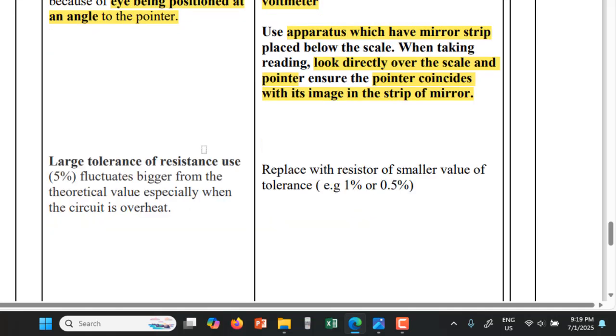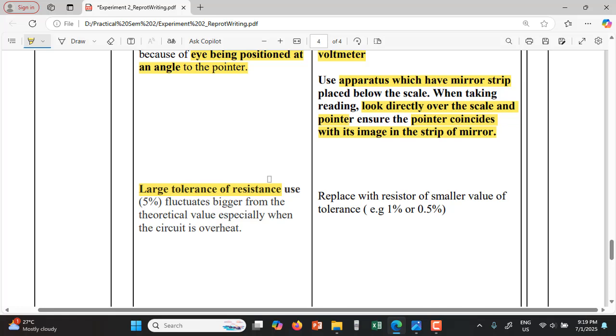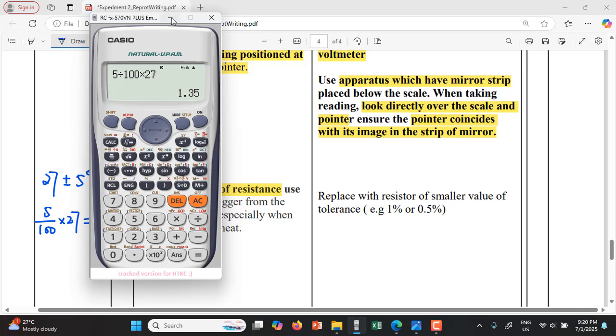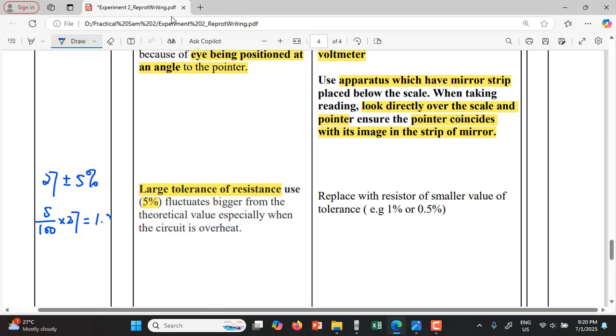So the resistor that we use has a large tolerance. Kalau you tengok balik, carbon resistor yang kita guna, dia ada tolerance yang quite large, 5%. So kita boleh kira 27 ohm campur tolak 5%. So 5% daripada 27 ohm adalah around 1.35 ohm. So this means that actually our resistance will fluctuate quite a large range.